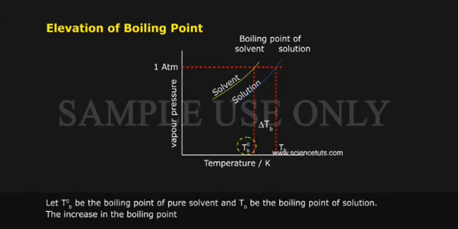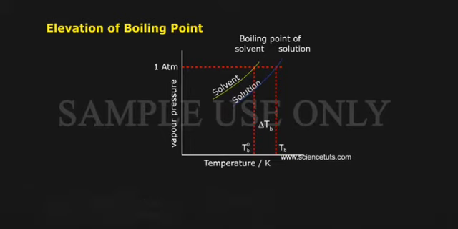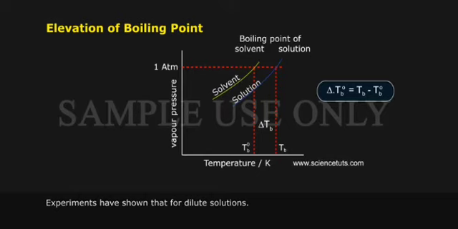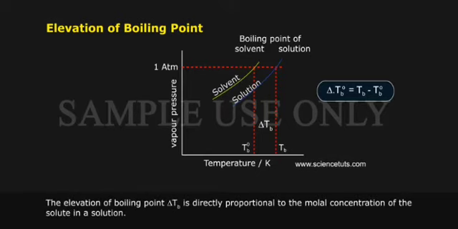Let Tb0 be the boiling point of pure solvent and Tb be the boiling point of the solution. The increase in the boiling point, delta Tb, is equal to Tb minus Tb0, and is known as elevation of boiling point. Experiments have shown that for dilute solutions, the elevation of boiling point delta Tb is directly proportional to the molal concentration of the solute in a solution.